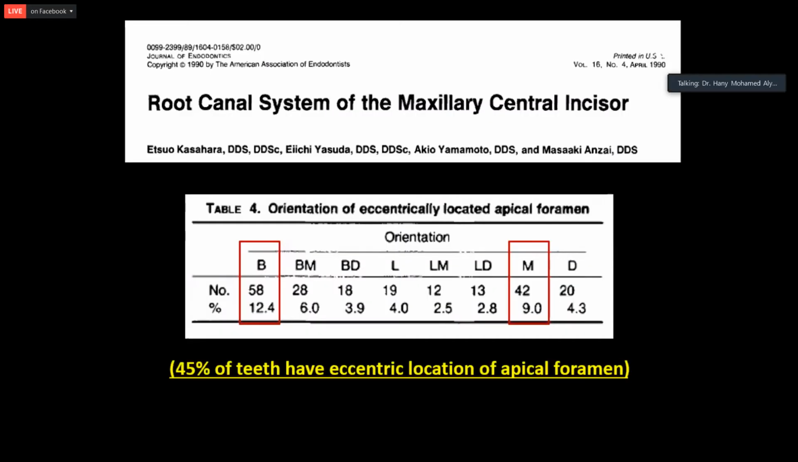Usually, the maxillary anteriors have single root, single canals. However, the apical foramen, as shown in this study, is not usually located at the root apex. Usually, it is located either buccally or mesially, as shown here in this study. About 12% of the time the apical foramen can be located in the buccal direction.